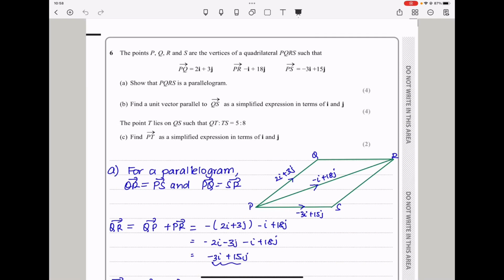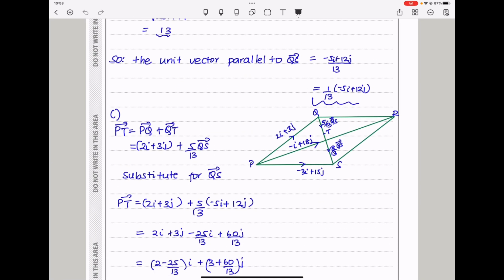So for part C, they say the point T lies on QS such that QT to TS is equal to 5 to 8. Find PT as a simplified expression in terms of i and j. I sketched this here because they gave us this vector T lies along this place, so that QT to TS, the ratio is 5 to 8. If it's 5 to 8, then it means QT is 5 over 13 vector QS, and this is going to be 8 over 13 vector QS. So to find PT, vector PT is going to be vector PQ plus vector QT. We know this already, so I put 2i + 3j plus 5 over 13, which is that part here of vector QS.